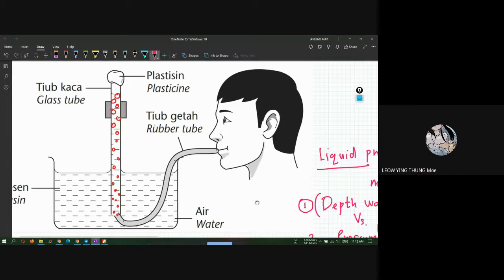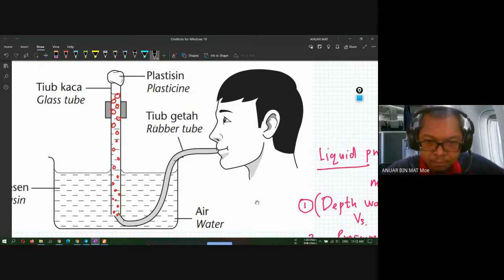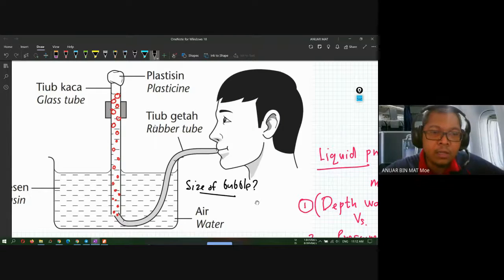Okay, what happened to the size of the bubble here? It becomes larger when it flows up. Okay, very good. If you can see here very clearly, when the bubbles are going up, you can see the changes in size. The size of the bubble when it goes up is getting larger. The size of the bubble at the bottom of the water is smaller. It depends on the depth.